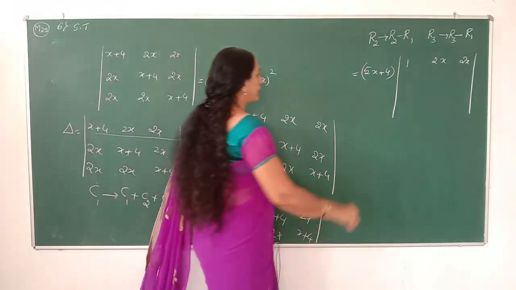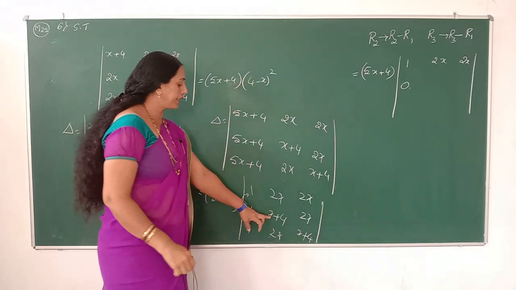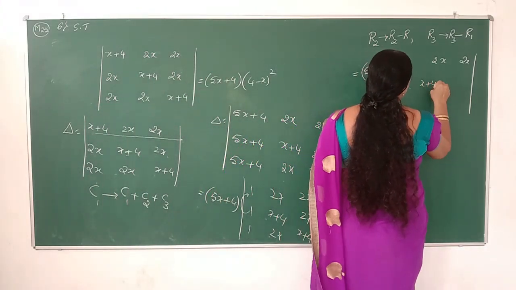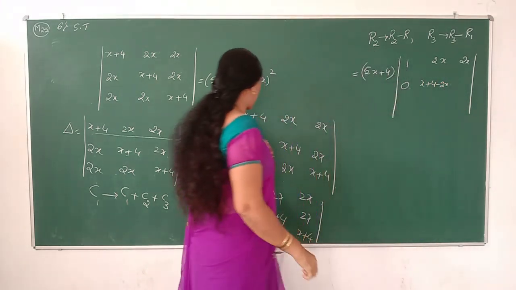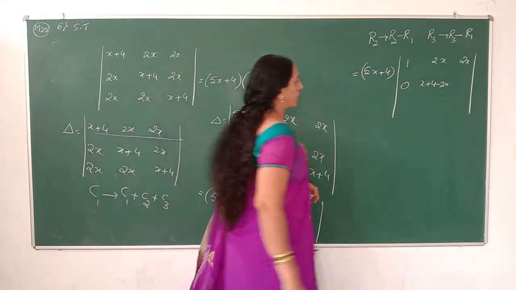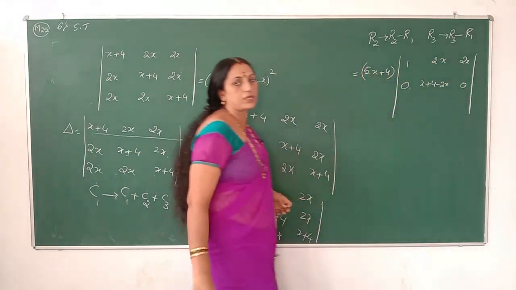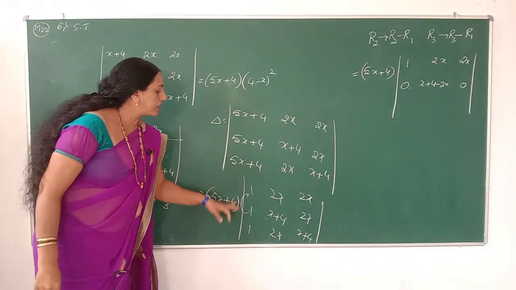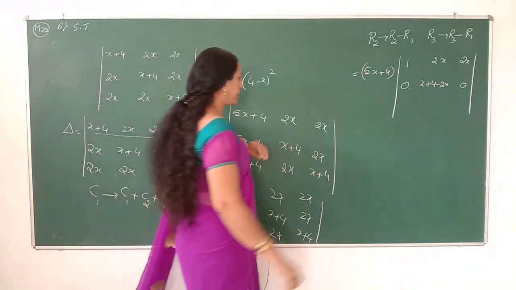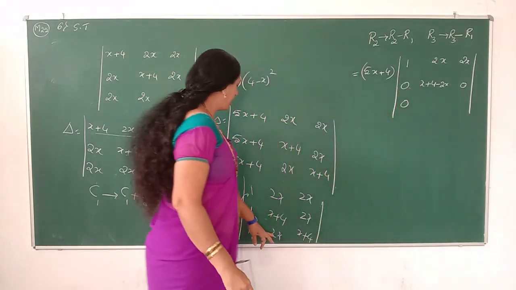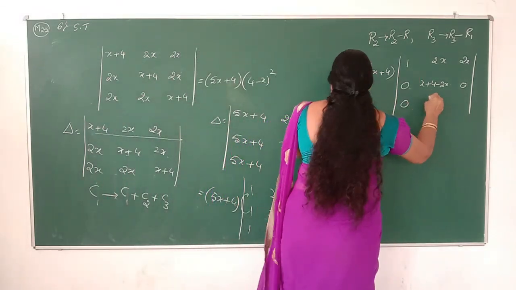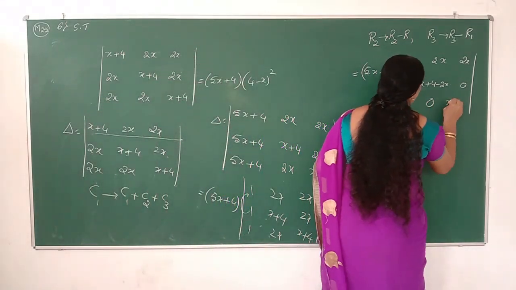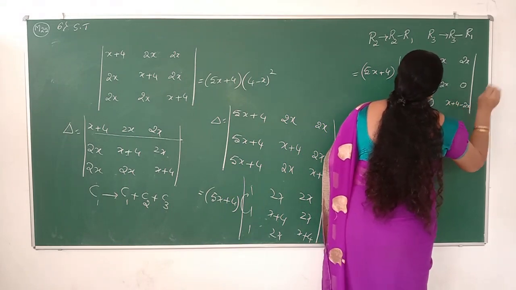But the elements of the second row are subtracted with the corresponding elements of the first row. That is 1 minus 1 is 0. Second element, x plus 4 minus 2x. Third element, 2x minus 2x, which is nothing but 0. Similarly, R3 can be written as R3 minus R1. That is 1 minus 1 is 0. 2x minus 2x is 0. And the last element is x plus 4 minus 2x.